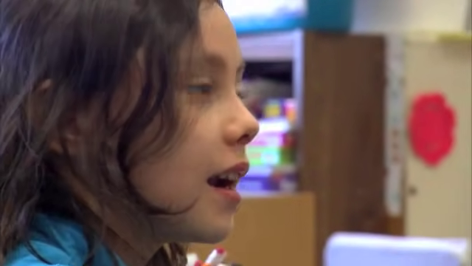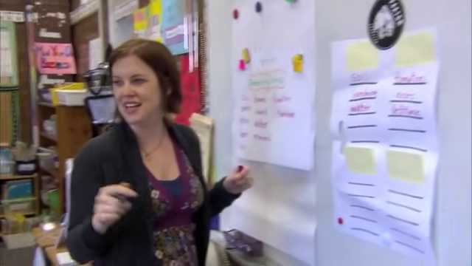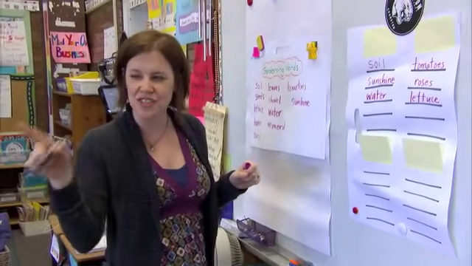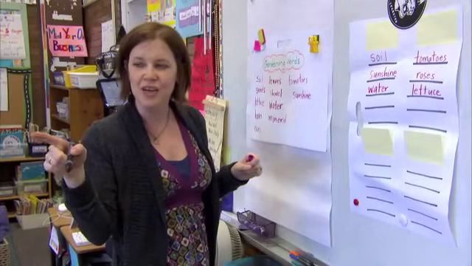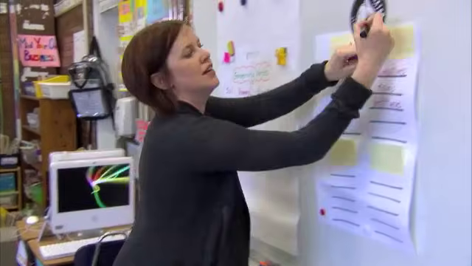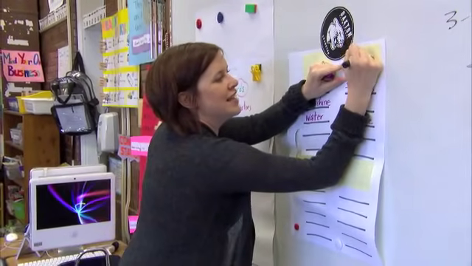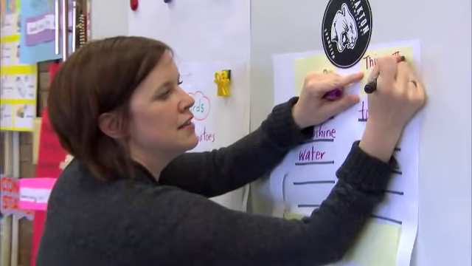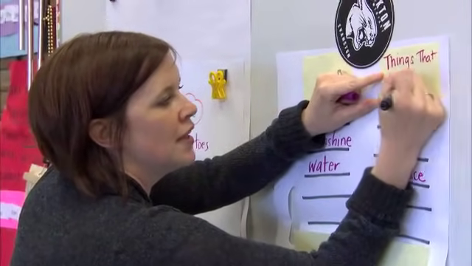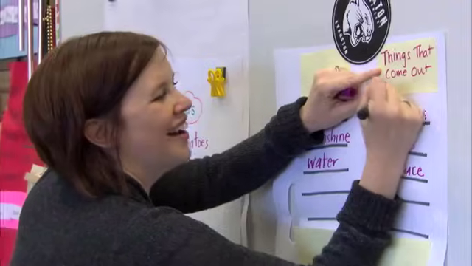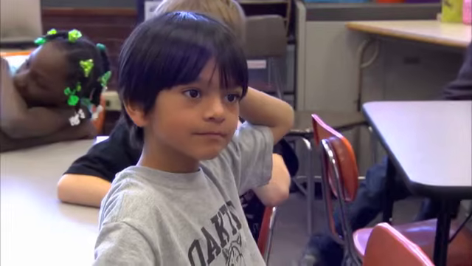I'm going to write a little header here that says what? What should I say? You just said it pretty perfectly. What should I write? Things that come out of the ground. Now that the entire strategy has been modeled, it's time to let the kids take the wheel. Cathy has decided to have the whole class work on brainstorming together before the students move into their small groups.